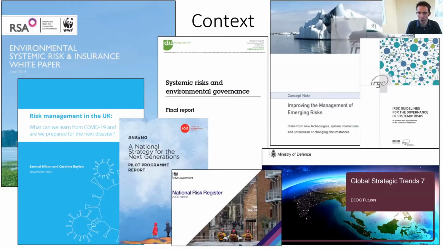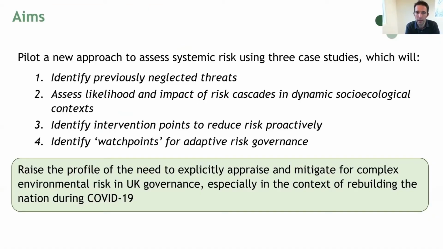So really that's the focus of our project, is to pilot a new approach, thinking about can we identify previously neglected types of threats? How can we assess the likelihood and impact of different risk cascades? So these are different pathways of risk as they flow through those social environmental systems. Can we identify intervention points to reduce risk proactively? Or if we're going to put in place actions reactively, can we identify watch points? So these are data or monitoring initiatives whereby we can track the system dynamics and then put in place interventions adaptively as we need to.